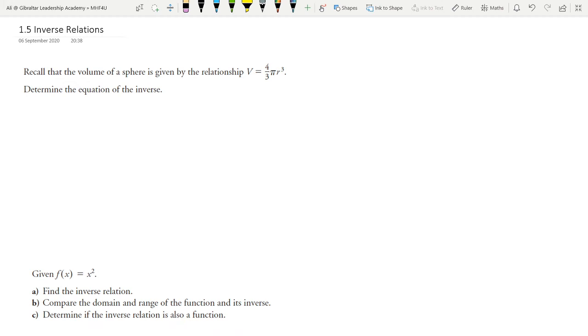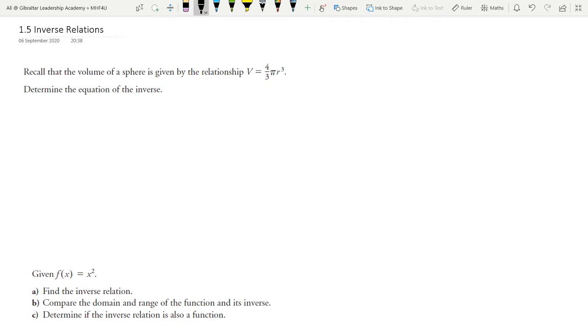All right, the next section is inverse relations. We've already looked at this in the past, and just to review, to find the inverse of a relation, you switch the independent and dependent variables and solve again for the dependent variable, meaning you switch x and y and solve for y. Let's go over this by doing some questions.